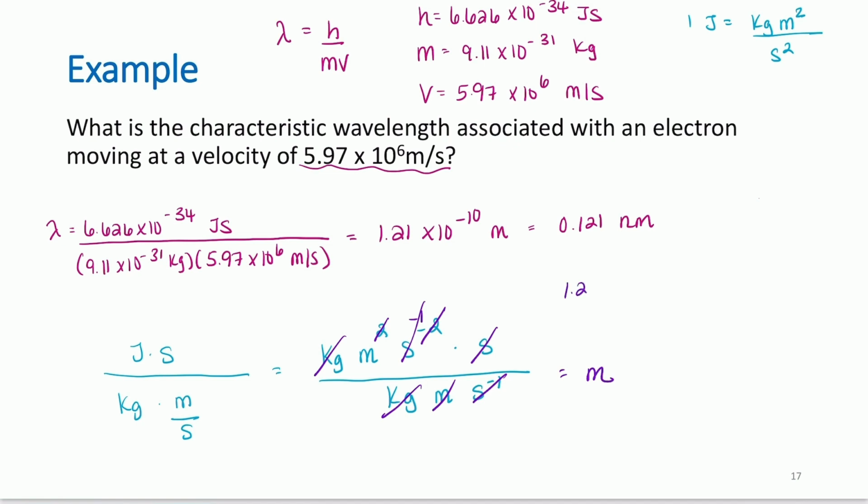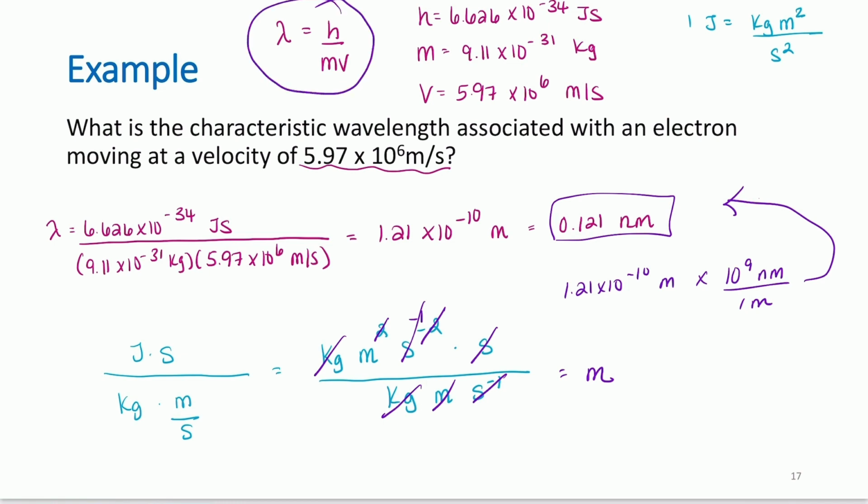Now, I do have 1.21 times 10 to the minus 10th meters here. A nanometer is 10 to the minus 9th meters, which gives me the 0.121 nanometers. Do you have to convert there? If the question asks, yes. If the question doesn't ask, no. I like to convert because I don't like scientific notation if I don't have to have it. That's why I converted that number. But we can use the de Broglie equation, so this equation, to calculate the wavelength of any particle. Any moving, traveling particle we can use, and we can calculate the wavelength associated with that particle traveling.